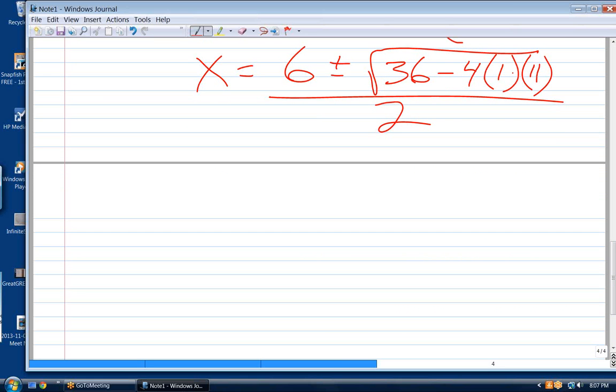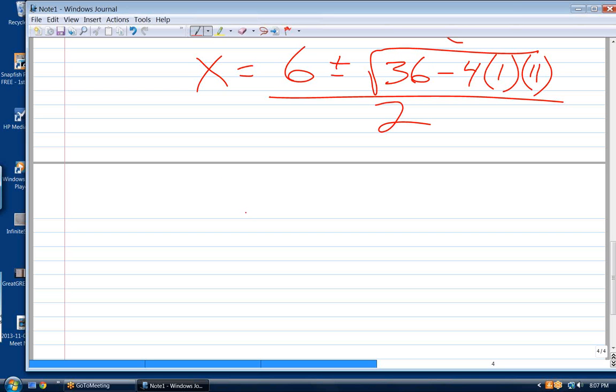If the discriminant is positive, we're going to have two real solutions, and if the discriminant is 0, we're going to have exactly one real solution because this plus or minus won't have any effect if this is 0.